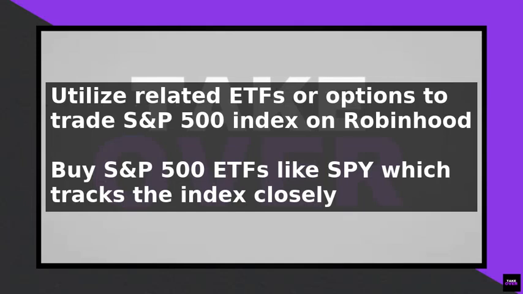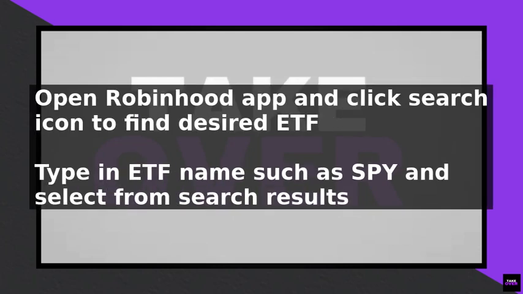To trade the S&P 500 index on Robinhood, you can utilize related ETFs or options, as the index itself cannot be traded directly due to its nature. A simple way to do this is by buying S&P 500 ETFs, such as SPY, which is a popular fund that tracks the index. To start, open the Robinhood app, click on the search icon, and type in the name of the desired ETF, such as SPY.